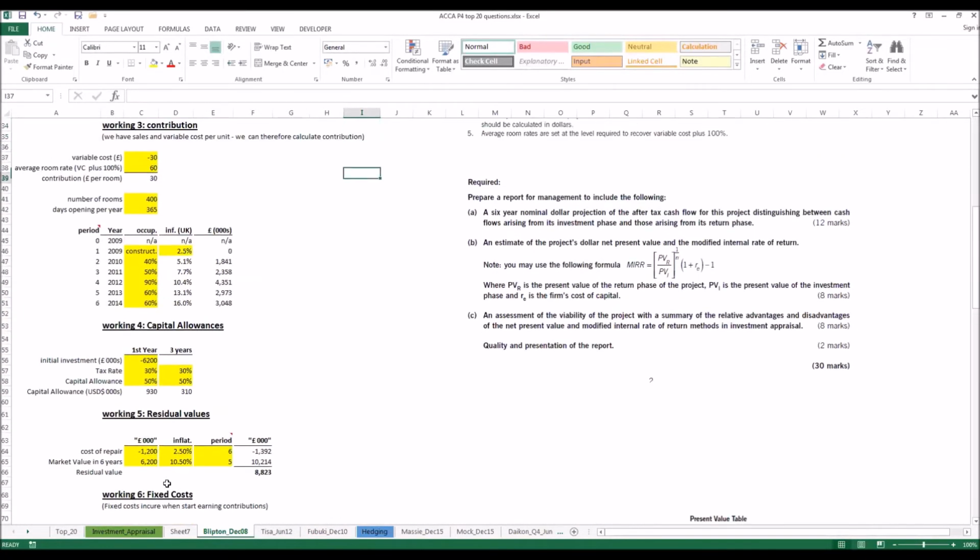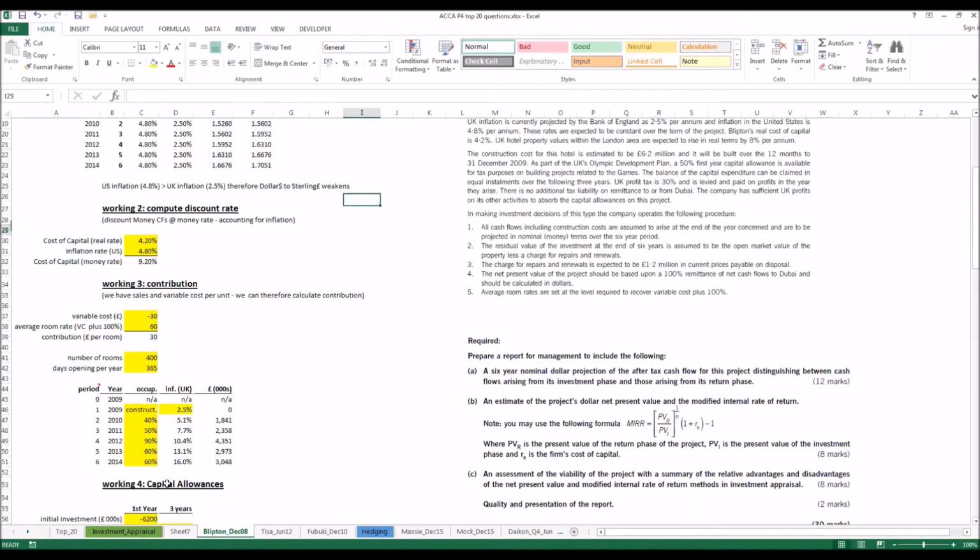So going back to working 2, to calculate the discount rate, we take the cost of capital as a real rate, we build into that the inflation, it's 4.8%, and we get the cost of capital in money rate terms. So we get the cost of capital, 4.2%, we inflate it by 4.8%, take away 1 to just get the percentage. So that's 9.2%.